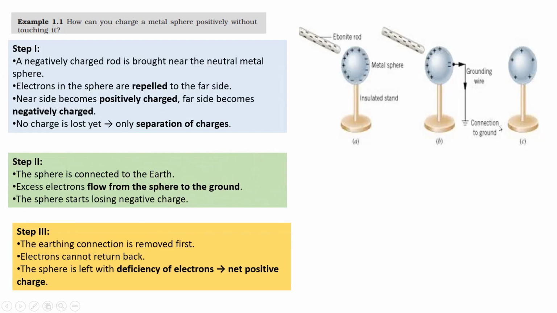Now, in the last step, I will remove the ebonite rod. When I remove the ebonite rod, all these positive charges will start moving away from each other because they are repelling each other. In other words, all the charges will accumulate in the entire sphere. Now we can say the sphere is positively charged.